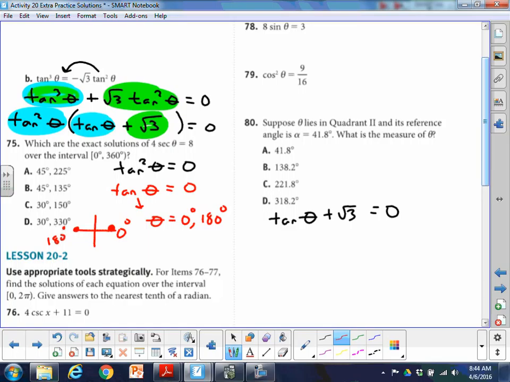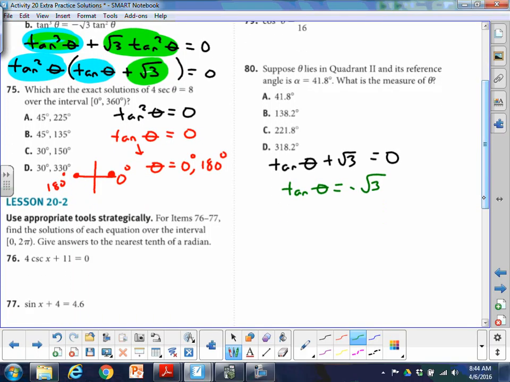And again, you can always do an inverse tangent. The thing is, the inverse tangent is probably going to just give you the 0 answer. You need to know about the 180 also. So I'd really rely on the unit circle. Solving the other piece, subtract the root 3. And now where is tangent negative root 3? Again, I know this is a 60-degree reference angle.